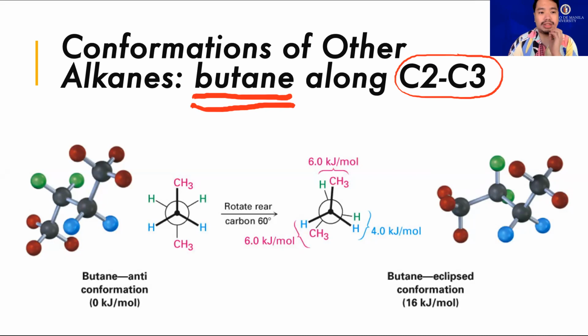What does that mean? So if we have our butane, for instance, we have carbon 1, carbon 2, carbon 3, carbon 4. Sighting along carbon 2 to carbon 3 means that carbon 2 will be our front carbon, the thick dot, and then carbon 3 will be our hollow circle. So that's us. This is our shades. We're going to be looking from 2 going to 3.